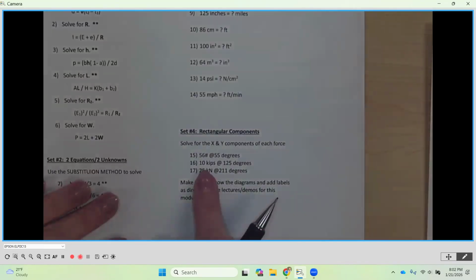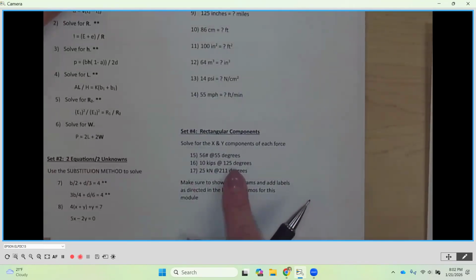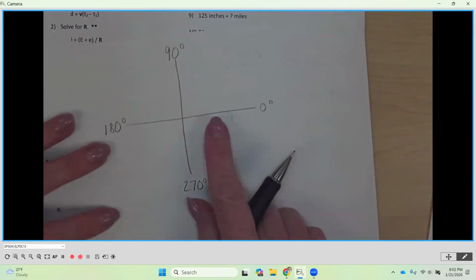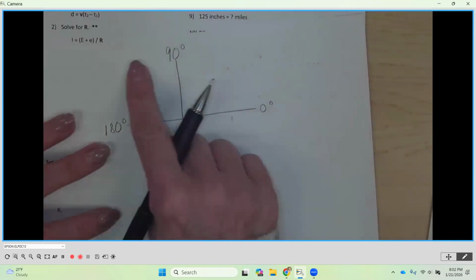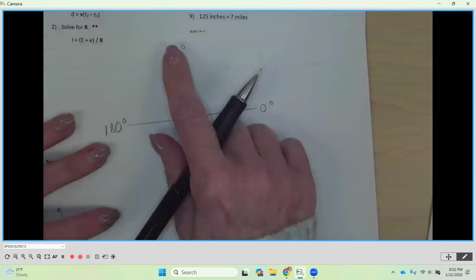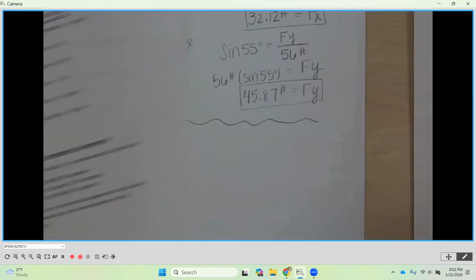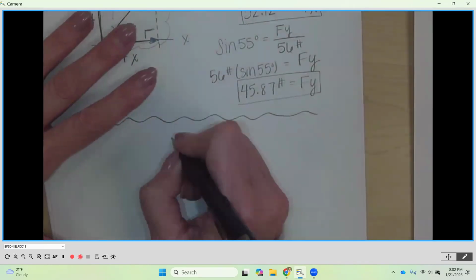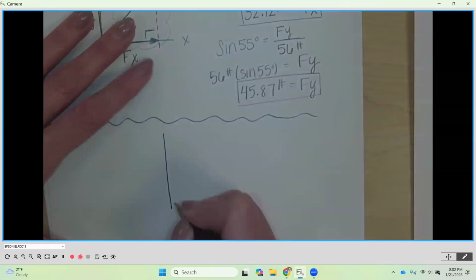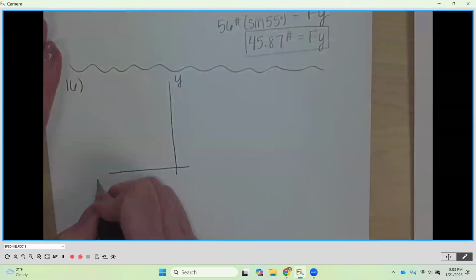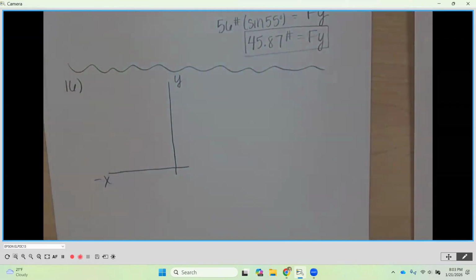All right. So 10 kips at 125 degrees. Okay. So going back over here, since we're past 90, we're going to be in the second quadrant. So we're going to show the Y and then the X going to the left. Okay. So this time we're going to be like this and like this. All right. So this is going to be my Y, and technically that's my negative X.